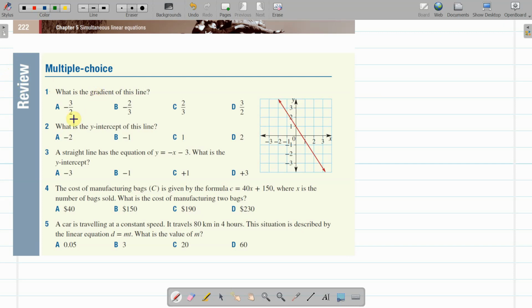Solutions. Question 1, to do with gradient. What is the gradient of this line? I'm assuming that's the red one there. Gradient deals with two issues. Mainly, the one is the steepness of the line, or slope. Basically, if you're struggling to get up a hill, it's going to be steeper than one that's a gentle slope. And the other one is, is it up or down?